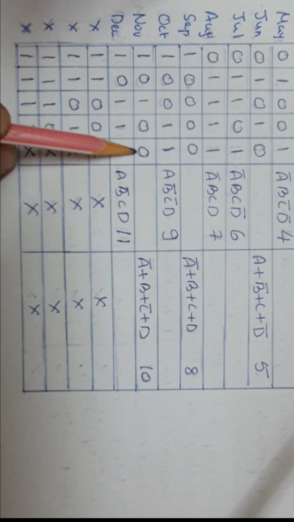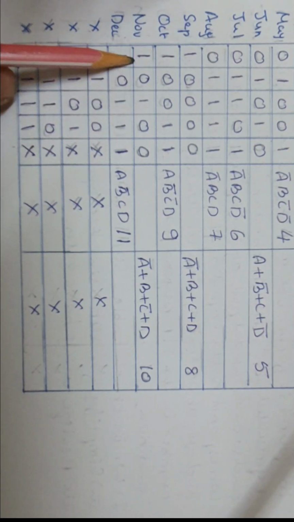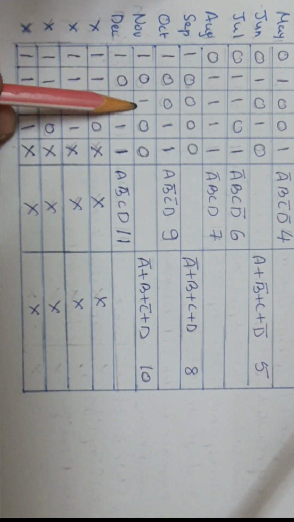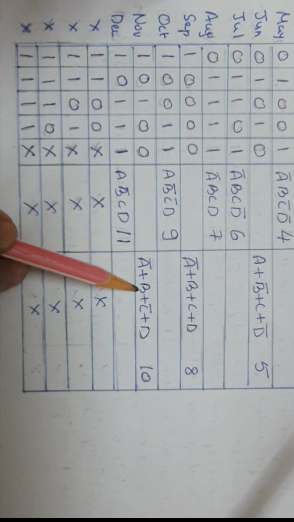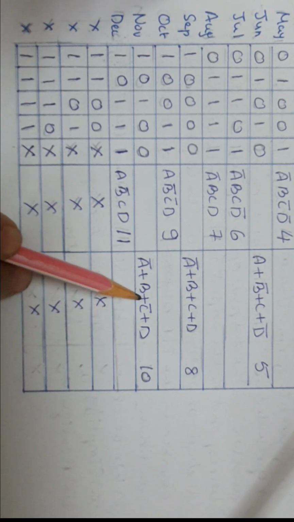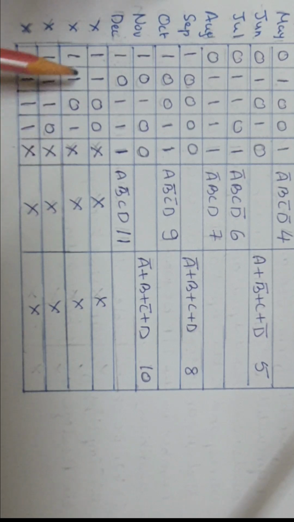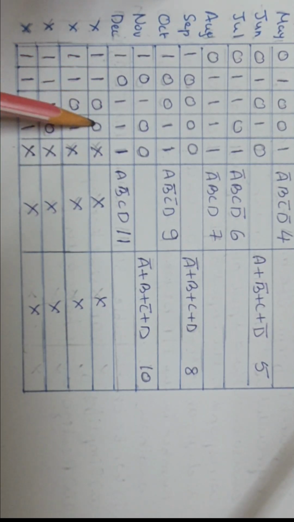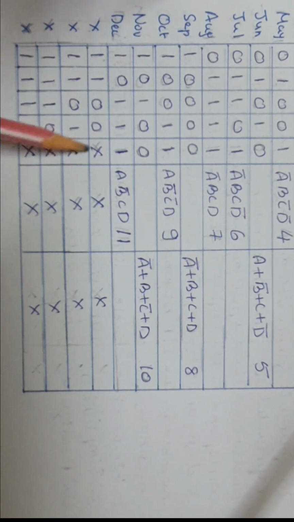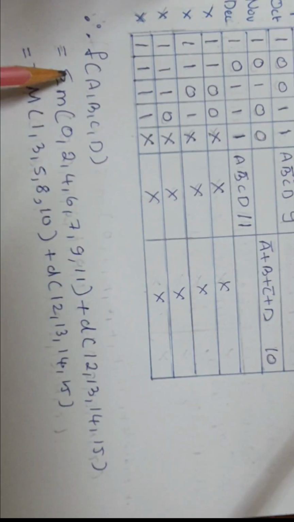Next output is 0 here. Input combination is 1010, hence A bar plus B plus C bar plus D. That is what is written here. 1010 in decimal is 10. Hence this is max term 10. And all remaining combinations, from 1100 to 1111, are taken as don't care conditions. So this is how max terms are written.